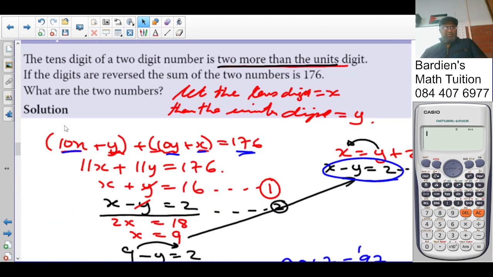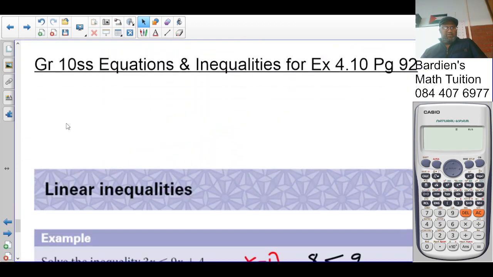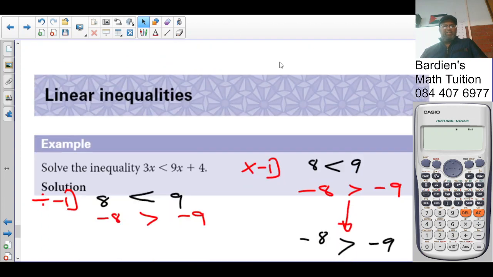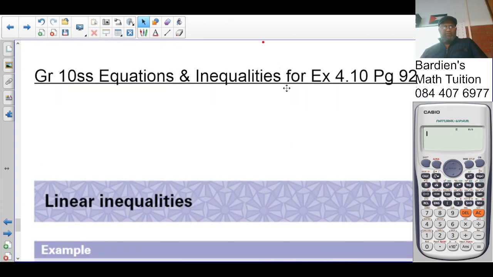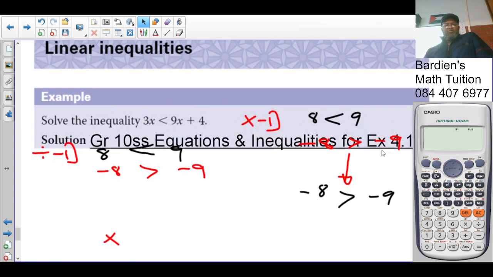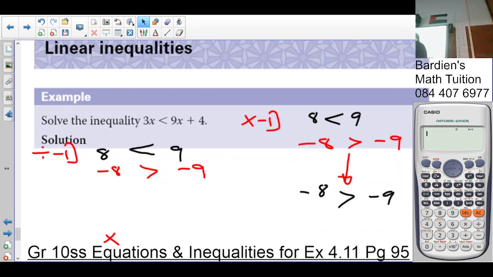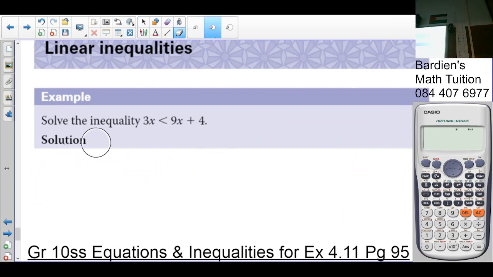That was yesterday's lesson. We dealt with word problems. And today we're looking at the last exercise, which is exercise 4.11, and 4.11 is on page 95. Okay. So yesterday I started off explaining this with linear inequalities, but I will try again, because yesterday when we started, the bell rang after a few minutes, so I didn't record that part. Okay, so we'll start again.